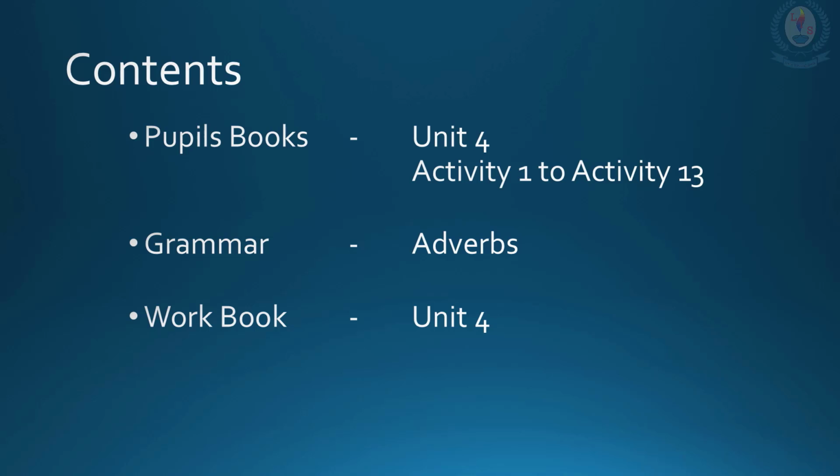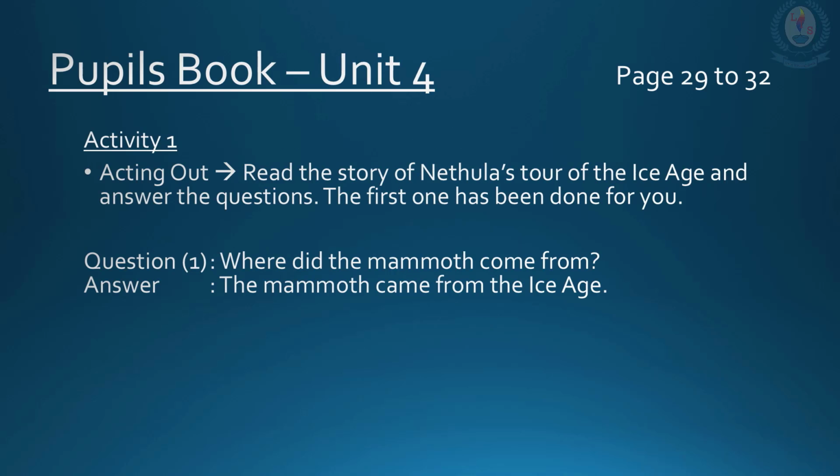The first activity in Extinct Friends, Unit 4, page number 29, is acting out. We have a story which Nethula says. It's something that he has experienced while he was asleep, a dream. So I want you to read the story of Nethula's tour of the Ice Age and answer the questions. The first question has been done for you.